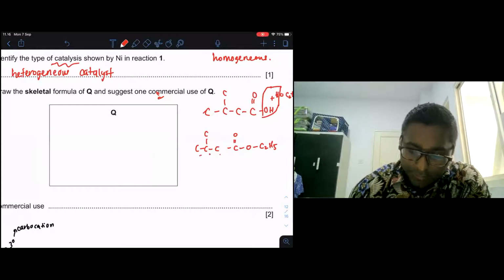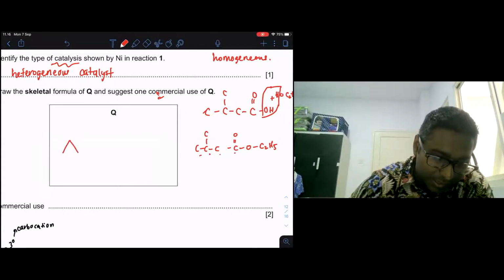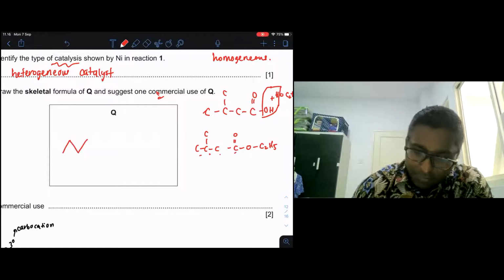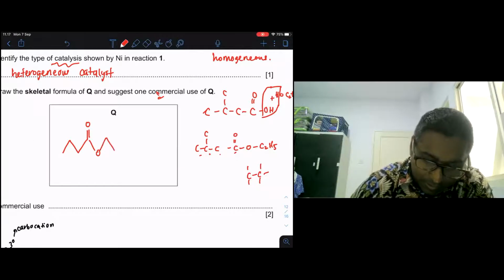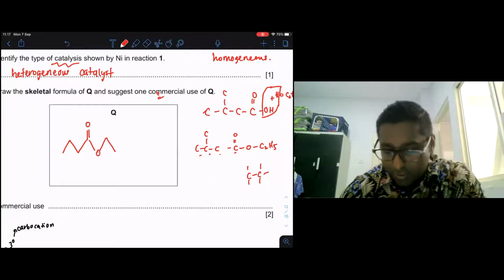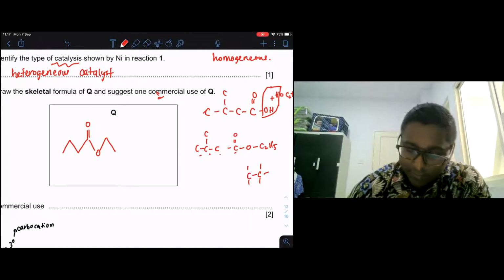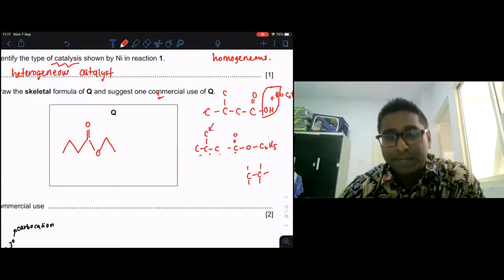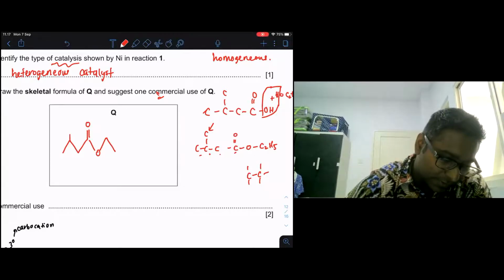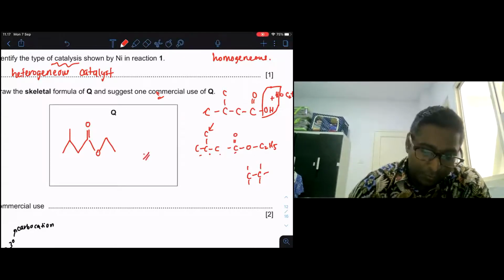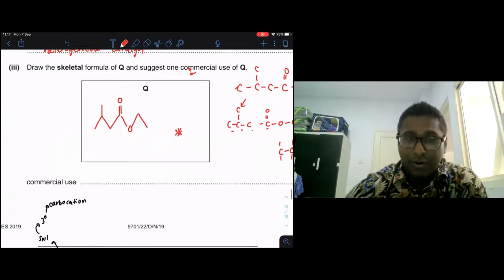Now I need to draw this in the form of skeletal formula. So 1 carbon, 2 carbon, 3 carbon, 4 carbon. After the fourth carbon, there is a double bond, then O. Then C2H5 is like this, so another 1 carbon, 1 more carbon. I do not draw the hydrogen, but do not forget about this carbon. At carbon number 2, there's another carbon. This is the only answer that is going to be accepted. There is no other way.